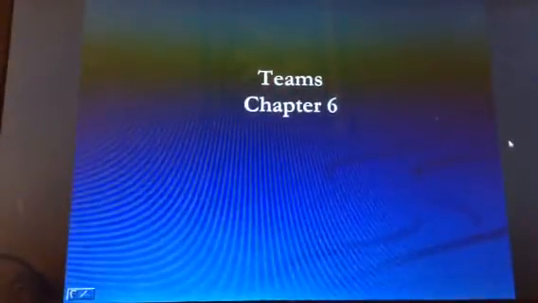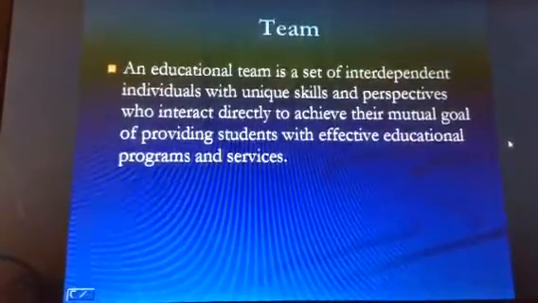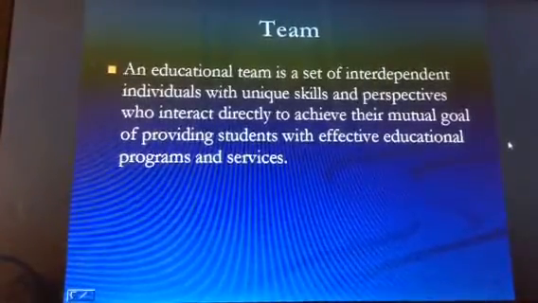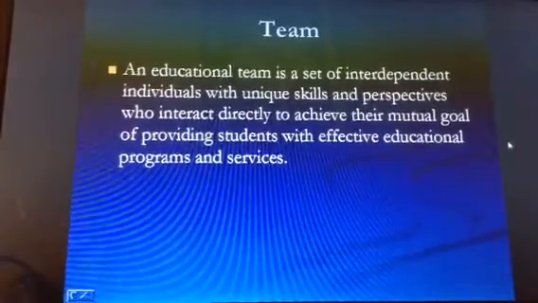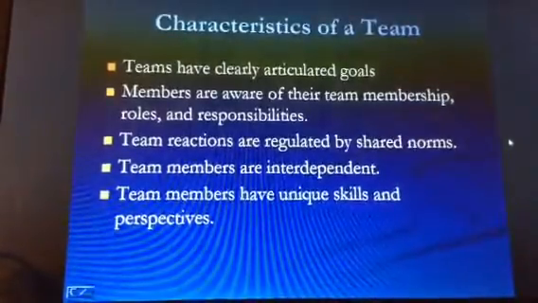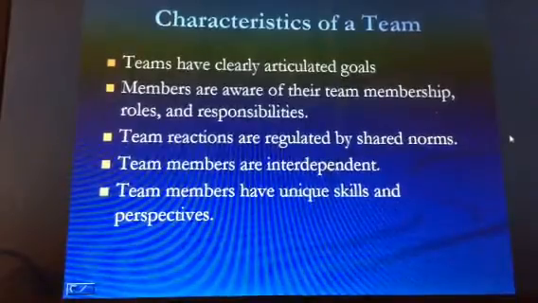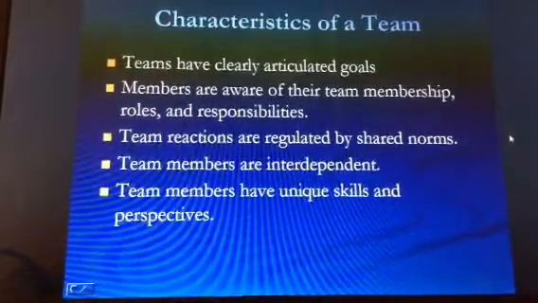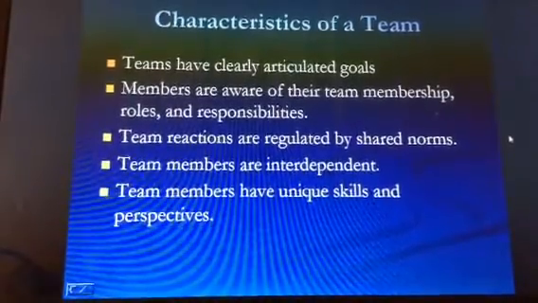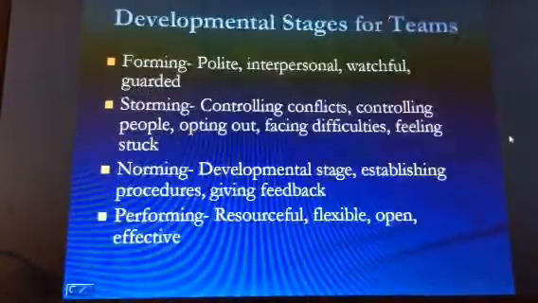Teams, Chapter 6. A team is an educational team that is a set of interdependent individuals with unique skills and perspectives who interact directly to achieve their mutual goal of providing students with effective educational programs and services. Characteristics of a team: Teams have clearly articulated goals. Members are aware of their team membership roles and responsibilities. Team interactions are regulated by shared norms. Team members are interdependent. Team members have unique skills and perspectives.